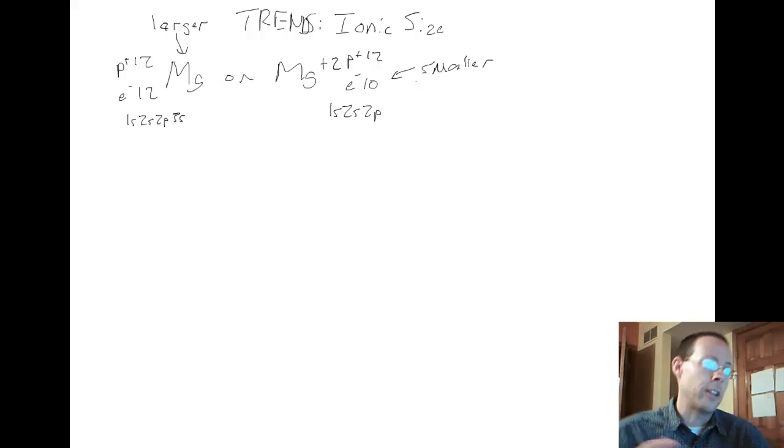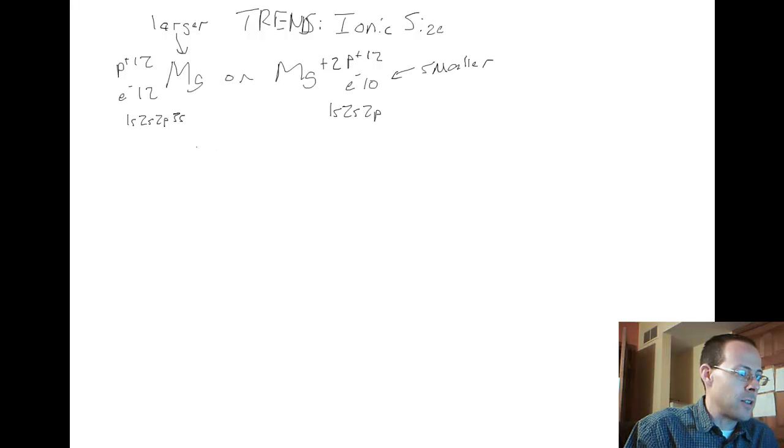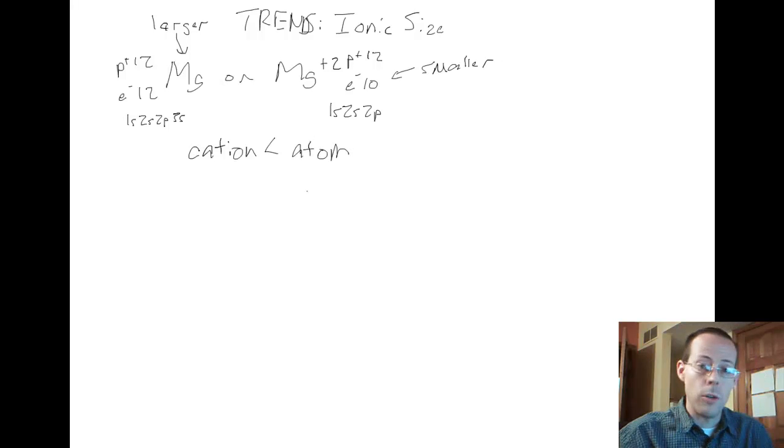We talked about electron configurations. Atoms lose or gain electrons so that they look like a noble gas. Metals tend to lose, so cations will always be smaller than the regular atom. So just write that somewhere: cations are smaller than the atom they come from. And that will always be true.